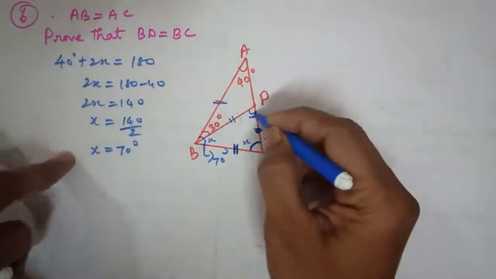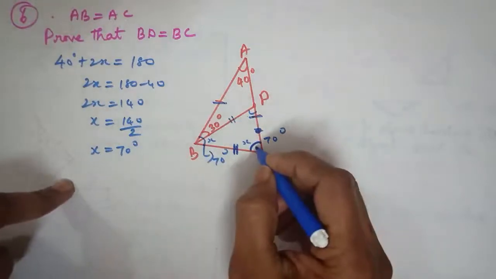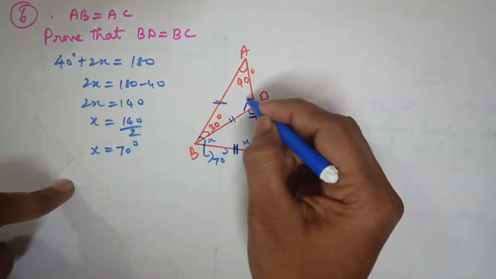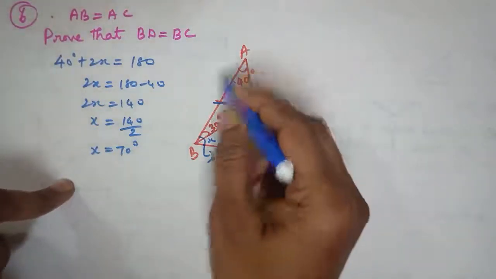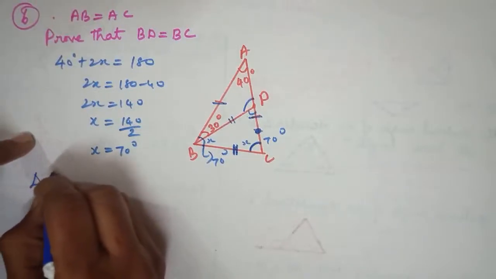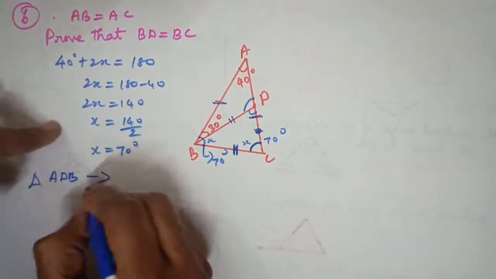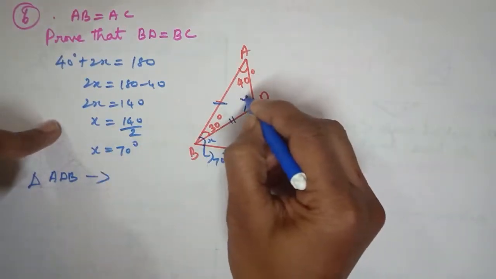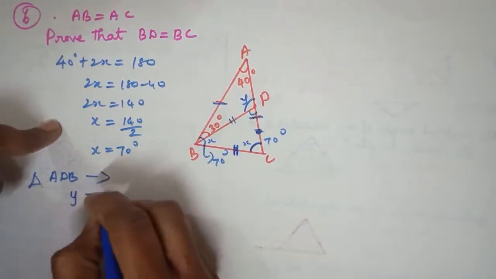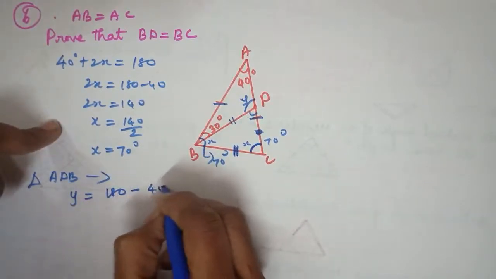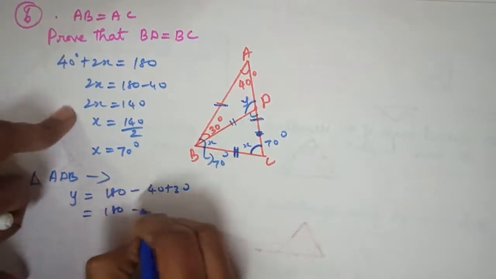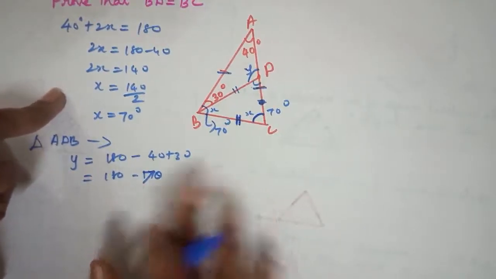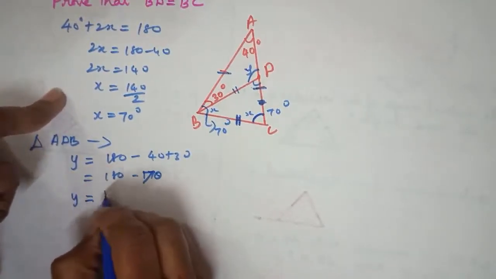Okay, students, so we have to find this angle. This is 70 degrees, this is 70 degrees. Here this is 40 degrees, this is 30 degrees. How do you find it? This will be the angle sum property in triangle ADB. Put x here, and put a y here. Angle y is equal to 180 minus (40 plus 30). So that is equal to 180 minus 70.